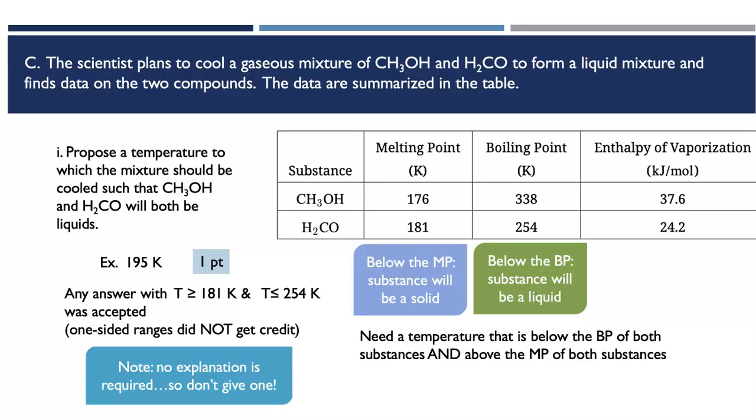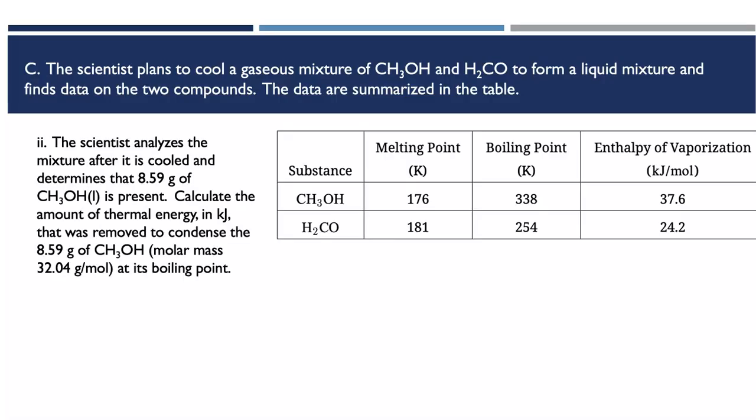I do want to point out again that the question did not ask you to explain how you arrived at your answer. You just needed to write down an answer. So don't write explanations if the question doesn't ask you to. There's a second part to part C. The scientists analyze the mixture after it is cooled and determines that 8.59 grams of liquid methanol is present. Calculate the amount of thermal energy in kilojoules that was removed to condense the 8.59 grams of methanol, and we're given its molar mass, at its boiling point.